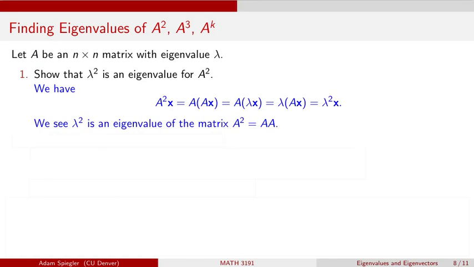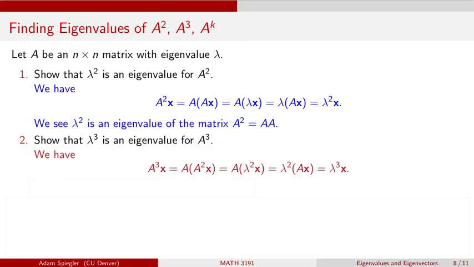And we can jump up to higher powers. For example, we can show that lambda cubed is an eigenvalue for A cubed, much the same way. We start with A cubed times x. We can write that as A times A squared x. Then we can use our previous result, that lambda squared is an eigenvalue for A squared, so A squared x is going to act just like multiplying by lambda squared.